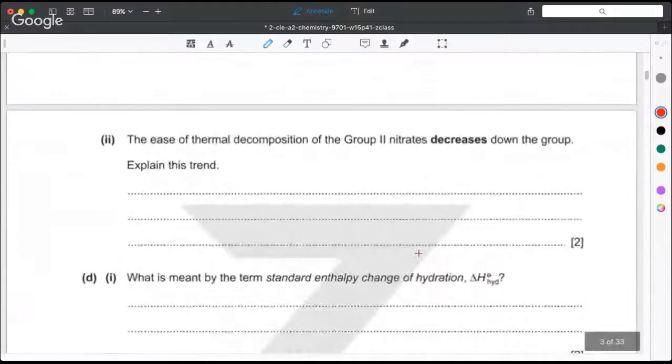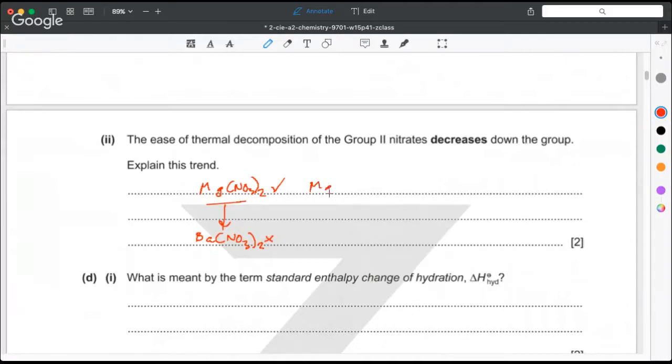All right, so you've got to explain the trend. Well, what's going on here is that as you go down the group, you've got, say, magnesium nitrate at the top, and as you go down the group, you might get to barium nitrate. And the thermal stability, or basically it's easier to do thermal decomposition of this than it is to do thermal decomposition of this. And the reason is that the magnesium ion is much smaller than the barium ion. And so you've got greater charge density.